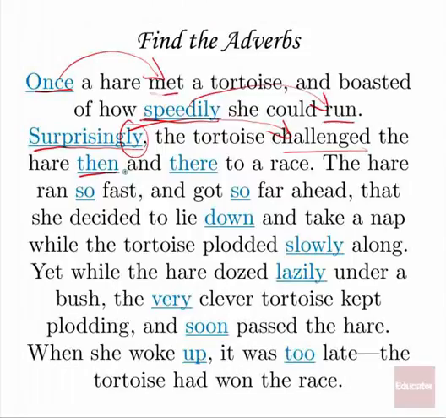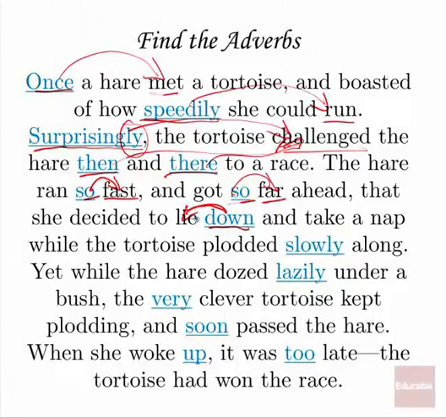Challenged the hare then and there. When and where did it take place? Then and there. So here we are back at challenged, both modifying the verb challenged. The hare ran so fast. That's modifying the adjective fast. How fast? So fast. And got so far ahead, all right, both modifying far, that she decided to lie down. Where did she lie? Down.